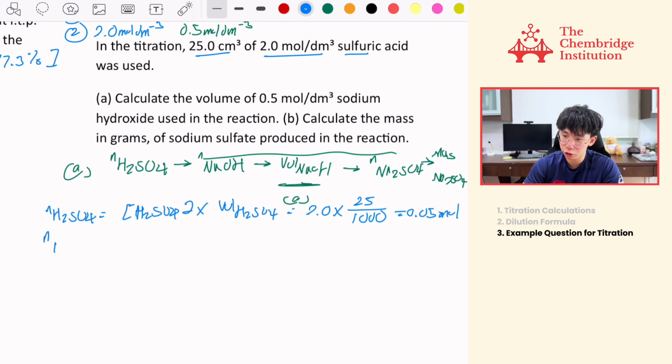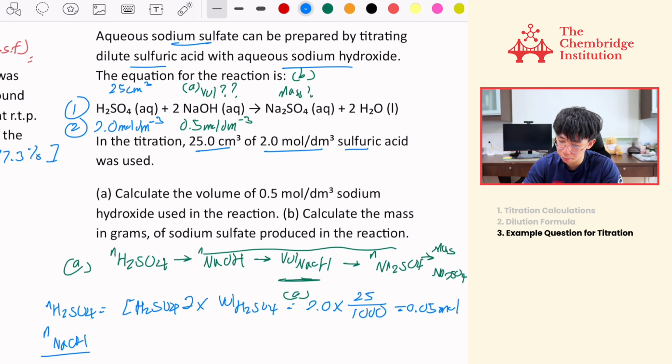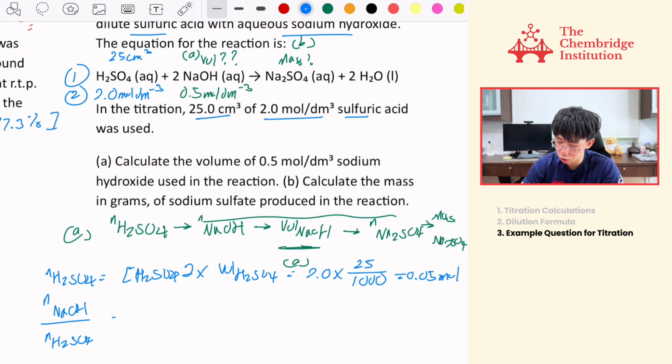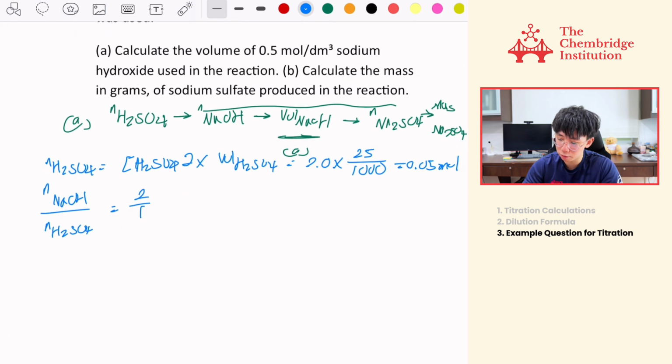Okay, and let's use a mole ratio. So number of moles of NaOH to H2SO4, as you can see above, is actually 2:1. So the number of moles of sodium hydroxide, you need to times 2.